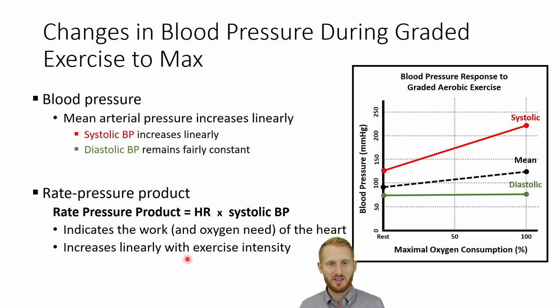It's used a lot of the time in, say, a cardiac rehab situation where somebody has cardiac issues, so heart issues, and they're being exercised and they need to stay below a certain level of heart work, right? So if we use the rate pressure product as an index of heart work, we can use that to prescribe exercise that will be healthy and safe for that individual. So it's a very useful value for people who might have cardiac issues.